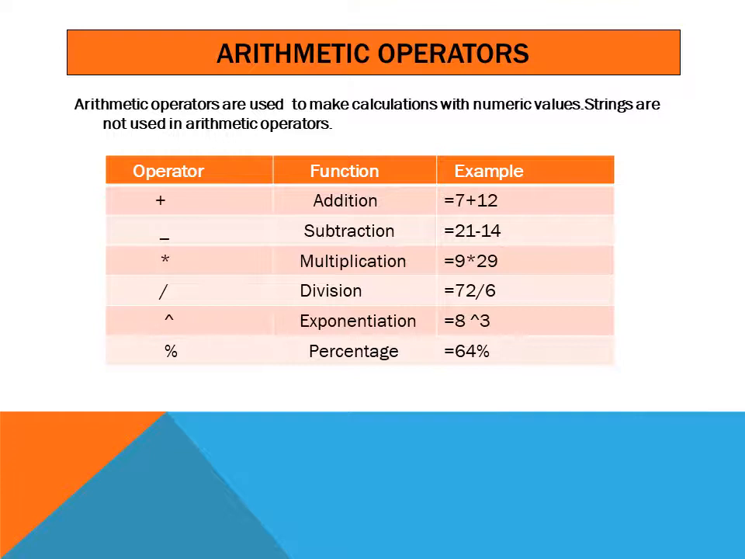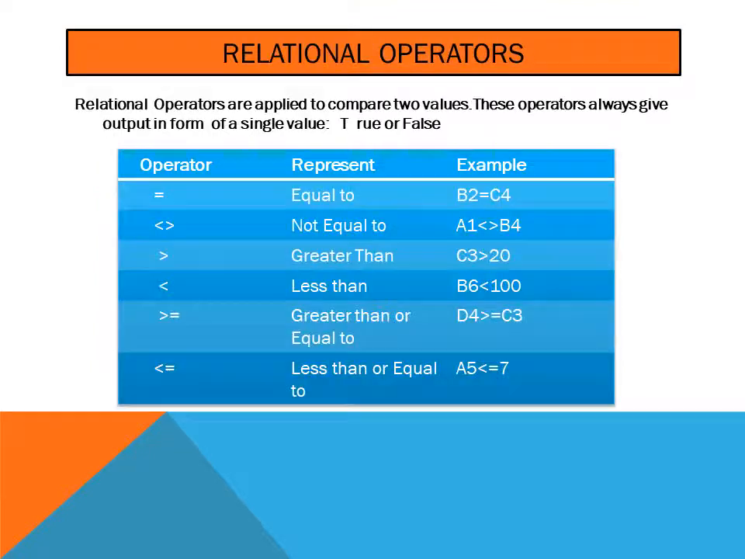Now moving on further, we have relational operators, that is the second category. Relational operators, as the name suggests, are applied to compare two values together. It is used for comparison. These operators always give the output in the form of a single value, that is true or false.